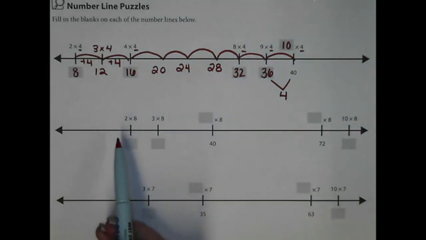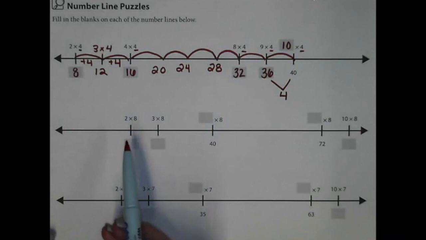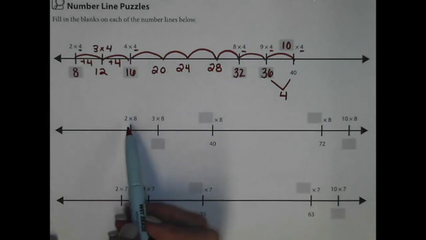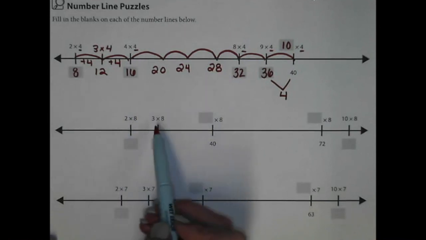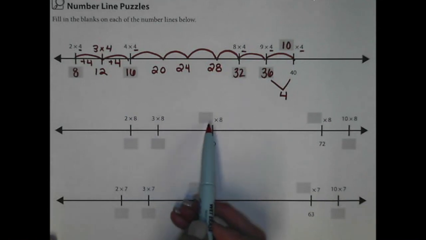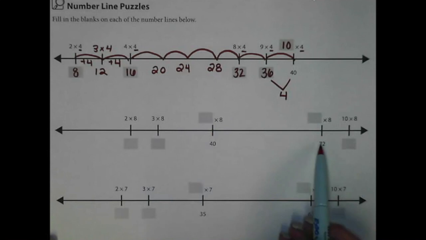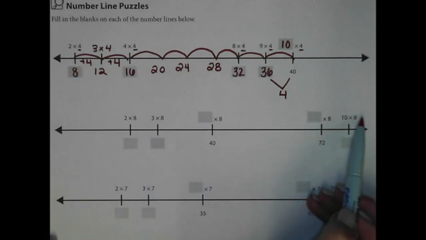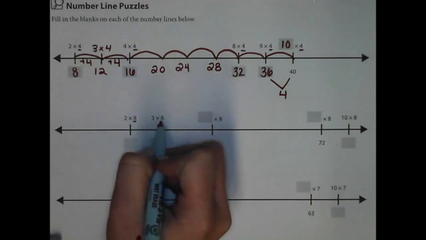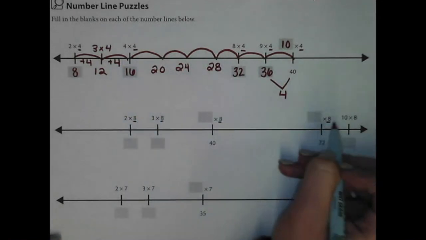Let's take a look and walk through our second number line. I'm going to look at my problems that I have on here. 2 times 8, 3 times 8, something times 8 is going to equal 40, something times 8 is going to equal 72, and then 10 times 8. I see my common number is 8 here, so this means that I must be skip counting by 8.